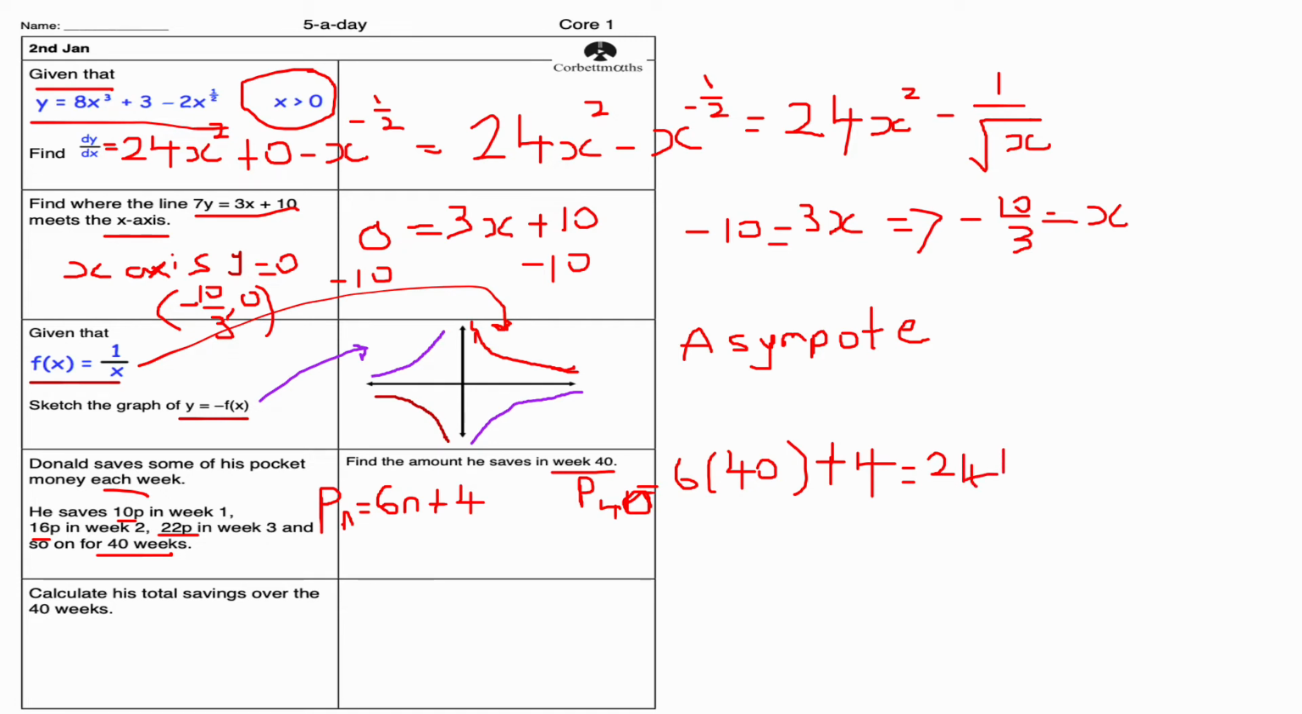Pence, or if you're interested, it would be £2.44. So I'll probably write it out as £2.44 in week 40.